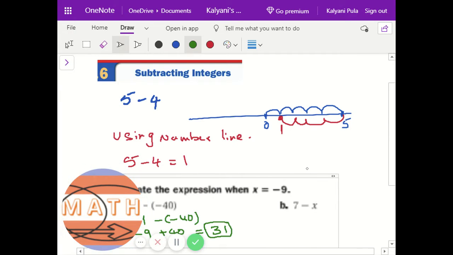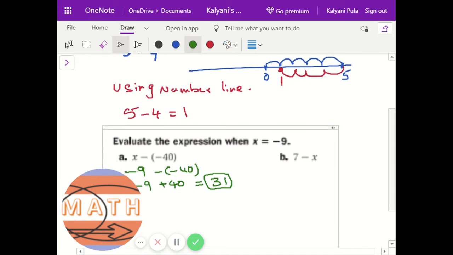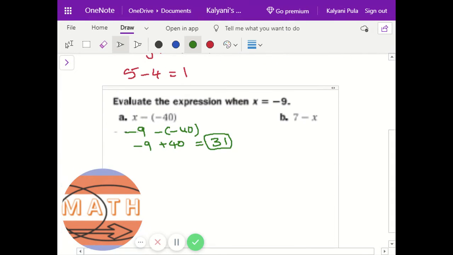So basically, we're subtracting integers. It's lesson 6. When you subtract integers, one way you can do it is with a number line for sure. And if you don't want to use the number line, you can do it normally also. If you understand it without a number line, that will be easier also. Okay.